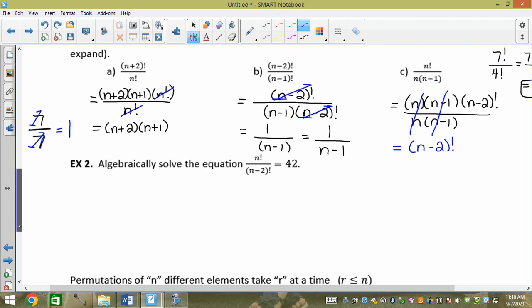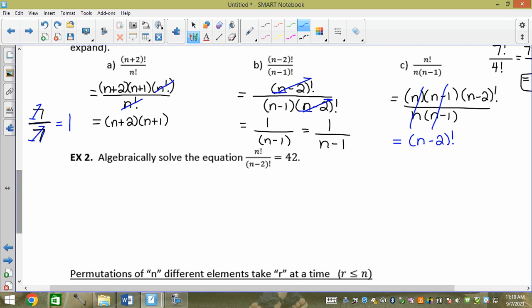Now this one is different just because it's set equal to something. So this is where we're going to go here. We're going to go to algebraically solve. Could you just throw some random numbers in for n and get it to work out to 42? Yeah. If it says algebraically solve and you do that, you're getting a 0.